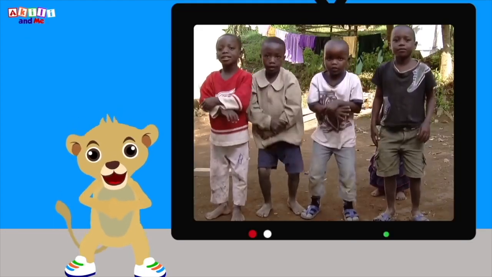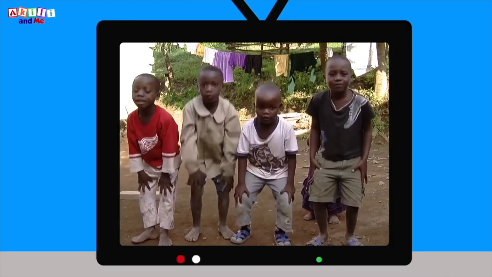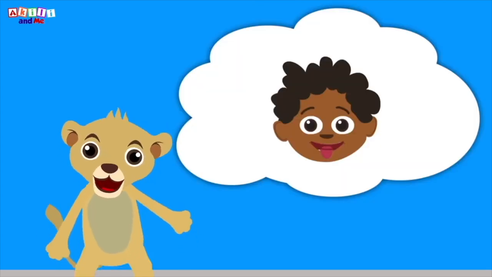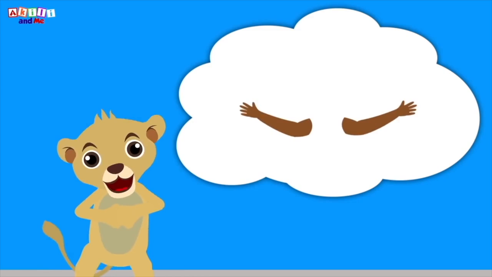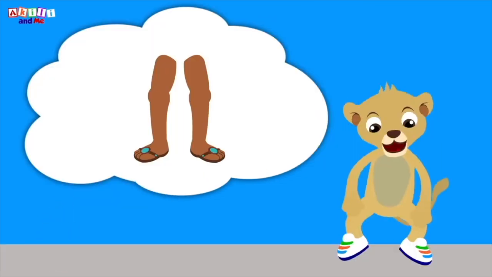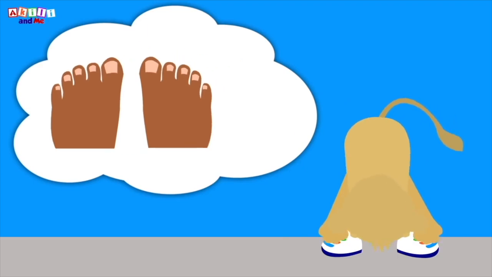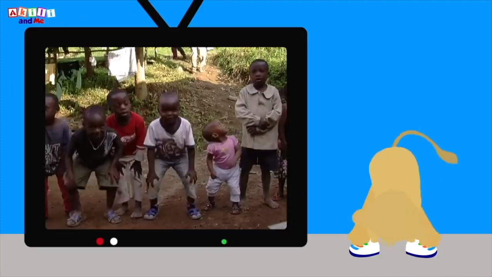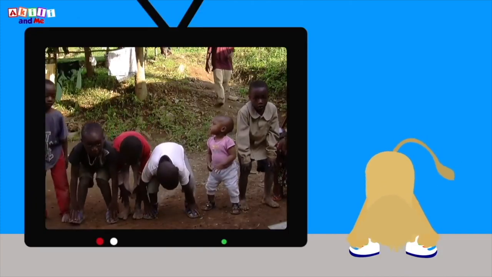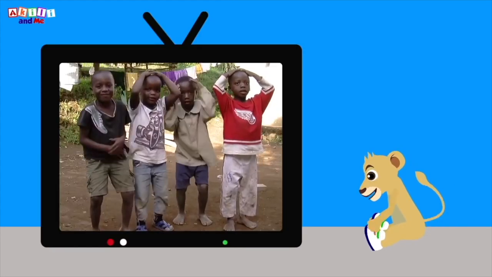Touch your arms, touch your arms, touch your legs, touch your legs. When I say touch your head, touch your head. When I say touch your arms, touch your arms. When I say touch your legs, touch your legs. When I say touch your toes, touch your toes. Touch your head, touch your legs, touch your arms, touch your toes. Touch your toes, touch your arms, touch your legs, touch your head, touch your toes.